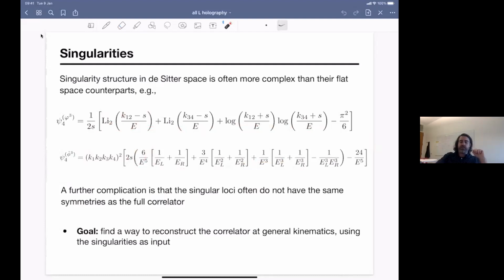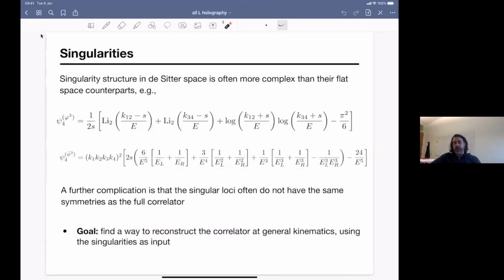But the locations of these singularities that I just told you about are not de Sitter invariant. And typically the residues are also not de Sitter invariant. And so extending away from these kinematic locations in a de Sitter invariant way is challenging.